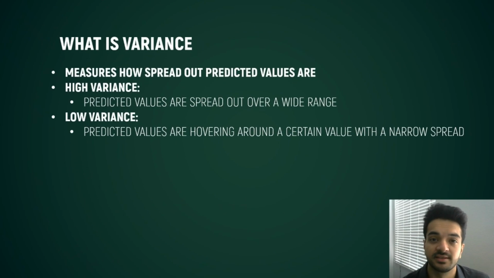And what is variance? Variance measures how far spread out the predicted values are. So if you've got high variance, it would mean that the predicted values are spread out over a wide range. And low variance would mean that the predicted values are hovering around a certain value with a very narrow spread.